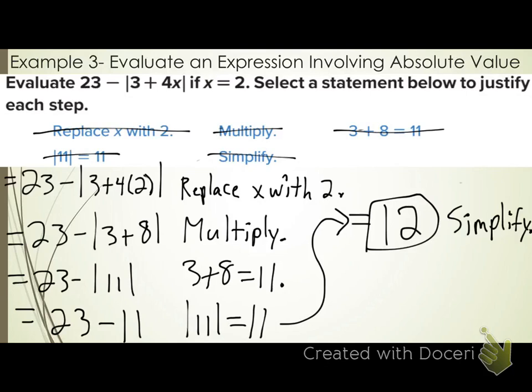So, if you're evaluating an expression using your order of operations and you have absolute value bars, those count as grouping symbols. So you've got to do those first, just like you would parentheses. Everyone got it? Are there any questions about any of the notes we just took?